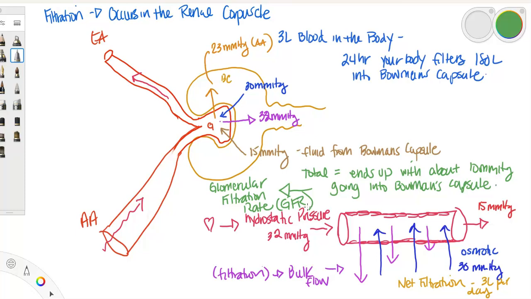All right. So we're going to talk about GFR, or glomerular filtration rate, what affects it, how it stays the same all the time in your body, and how the workings of it. So on the next video, we'll talk about that.